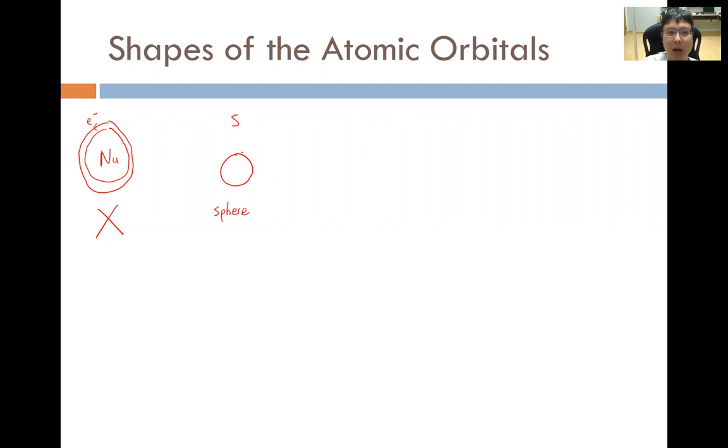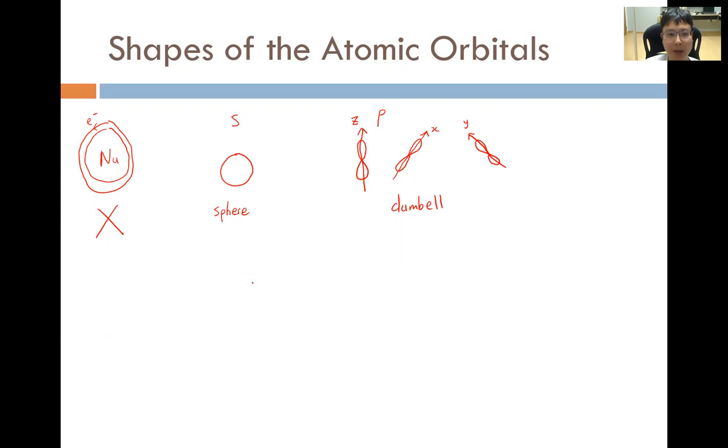And there's only one sphere for one s subshell. And for the p orbital, it looks like a dumbbell shape. But for the dumbbell shape, the p subshell, it comes in a set of 3, whereby each one of them points along different axes. One along the z-axis, one along the x-axis, and one along the y-axis. So the p orbitals are in the form of a dumbbell, and there are 3 p orbitals that form one set of p subshells.